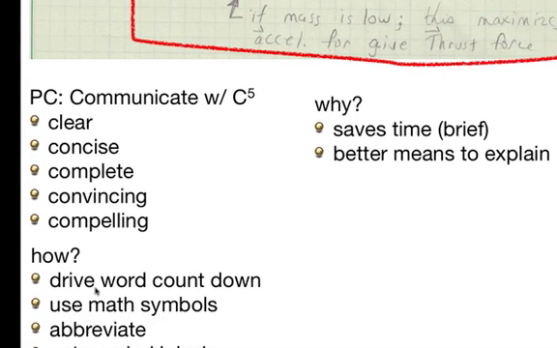Number 1, don't write a lot of words. Number 2, use math symbols. They carry meaning. They're kind of like music notes. Number 3 is abbreviate. You'll notice I abbreviated acceleration and thrust.